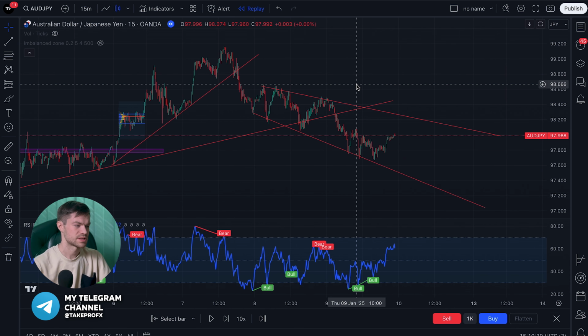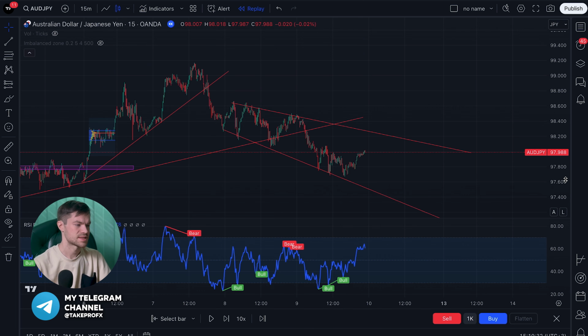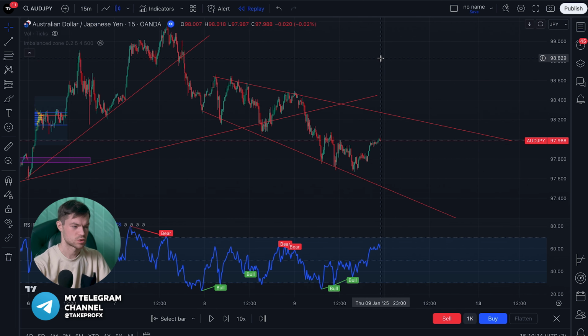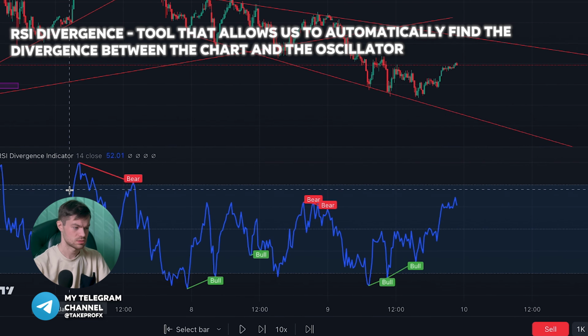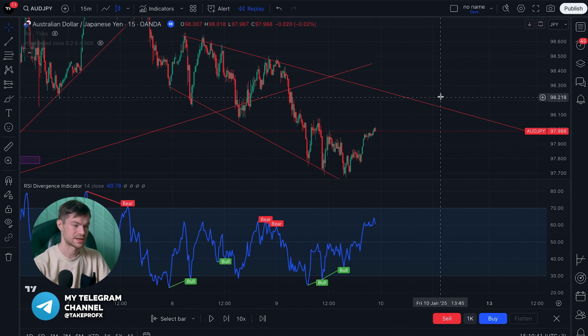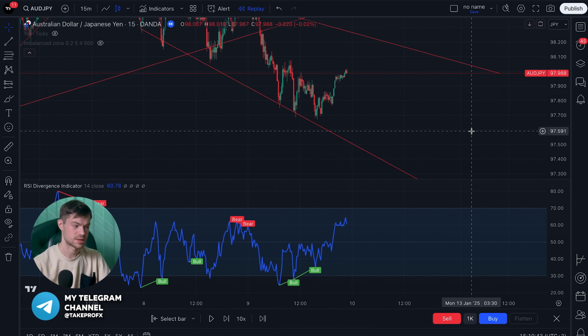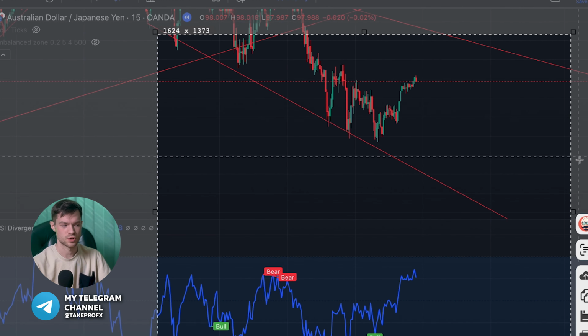We're gonna start a little bit from a fair-by analysis of the tools which we are going to need to make the trades. The first tool is the RSI Divergence Indicator, a tool that allows us to automatically find the divergence between the chart and the oscillator. What do I mean by divergence?